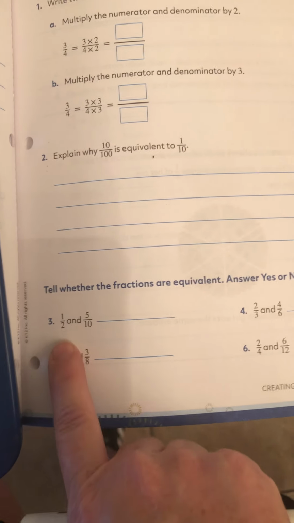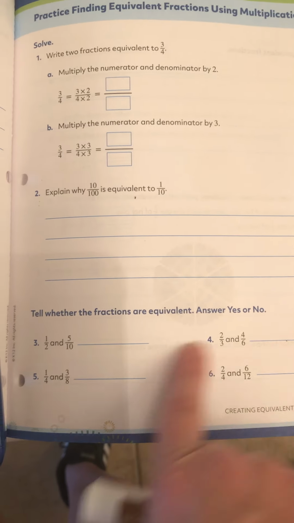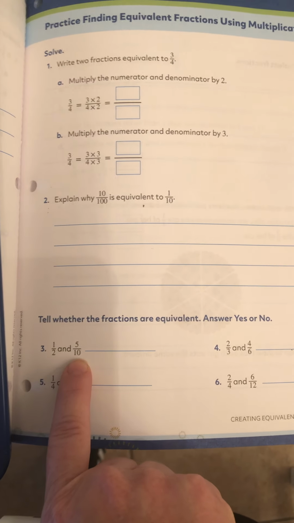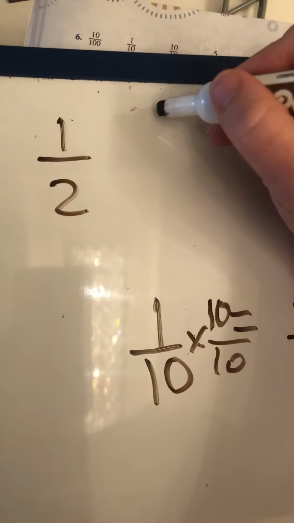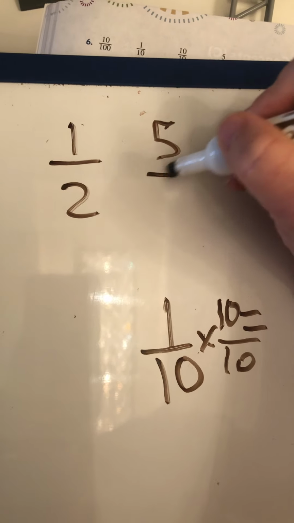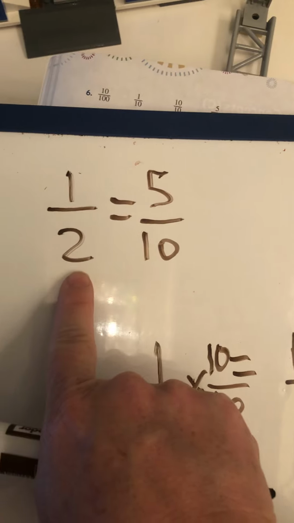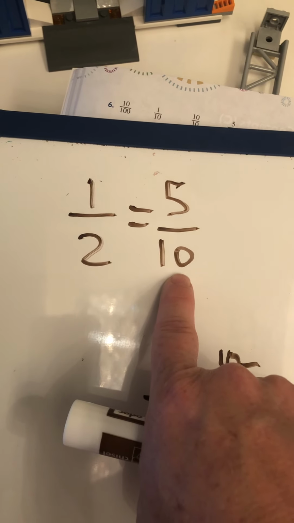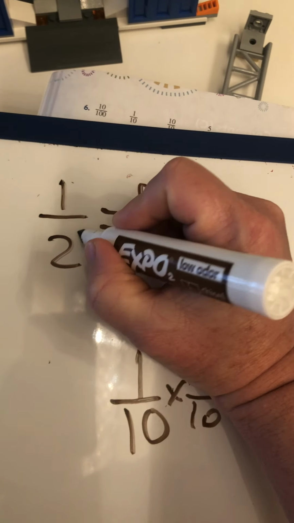Down here at the bottom, tell whether the fractions are equivalent and answer yes or no. So 1/2 and 5/10. Are they equivalent? Well, we can find out. So let's take 1/2 and 5/10, and we are trying to see if these are equal. So think about 2 times what equals 10? Well, I know that 2 times 5 equals 10.